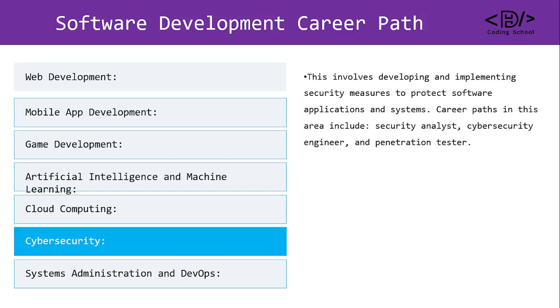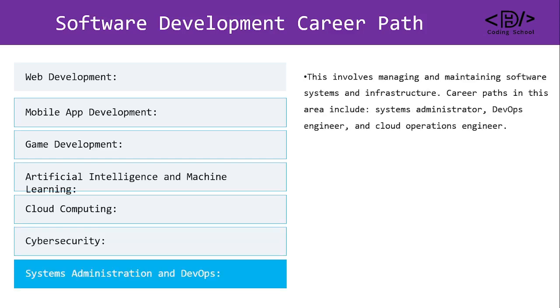Okay, so cybersecurity is a big field, and I think it is going to be so much in need even today and even in the future. So career paths in this include security analysts, cybersecurity engineers, penetration testers, and other things. Okay, and then the last one is going to be system administration and DevOps.